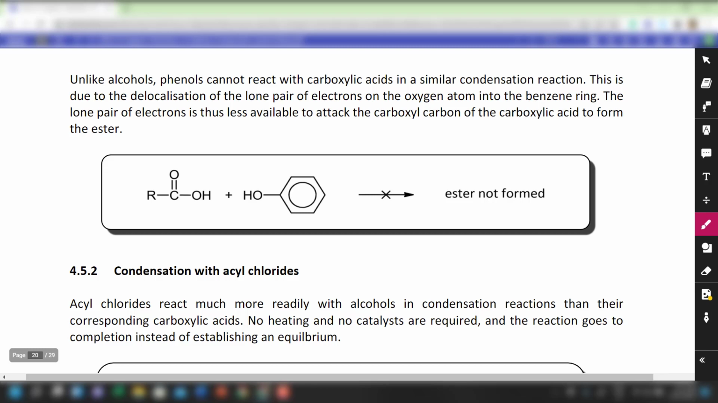Then going to move on to this part. Unlike alcohol, phenol cannot react with carboxylic acid in a condensation reaction. The very simple reason is, remember that for phenol, the lone pair of electrons is partially delocalized into the benzene ring. So this partial delocalization makes the lone pair less available for nucleophilic attack at the carbonyl carbon. Because of that, ester will not be formed between a carboxylic acid and a phenol. If you want the ester to be formed, you have to adjust the condition.